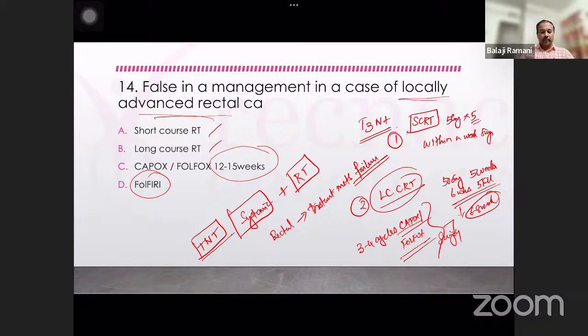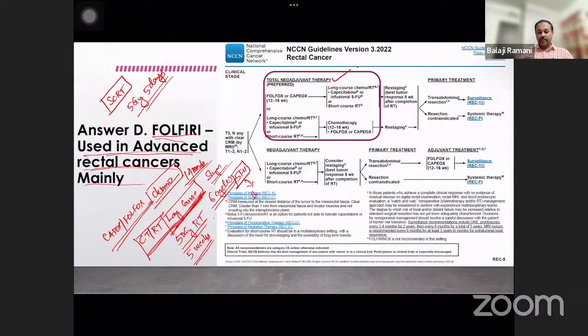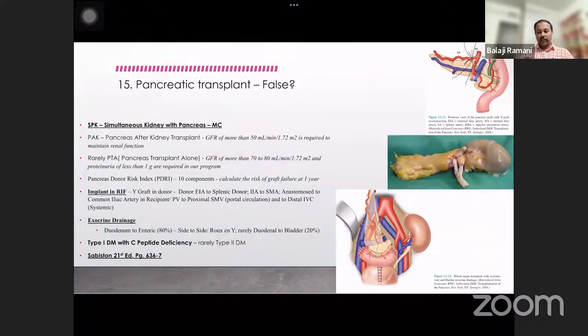So this total neoadjuvant therapy can be with short course or long course. Along with that, as I said, 12 weeks of K-pox or Folfox is given, and then the patient is taken up for surgery. This is the current protocol, which is known as your total neoadjuvant therapy.